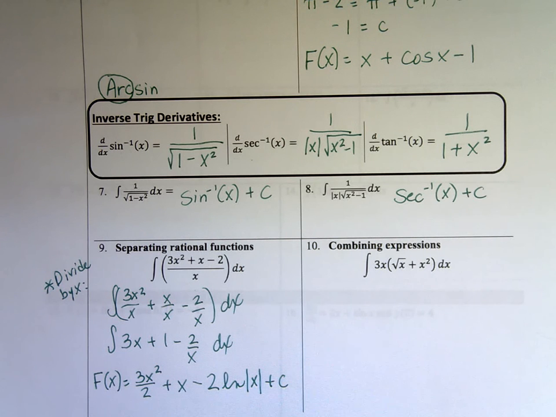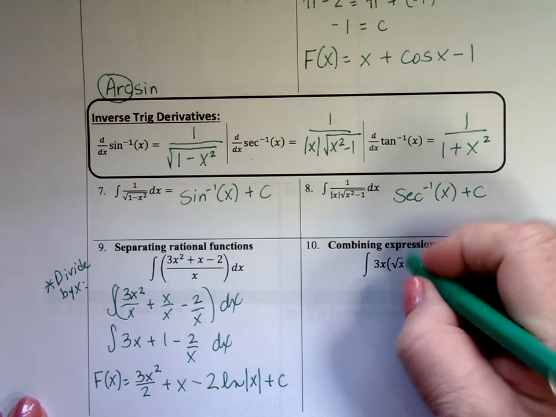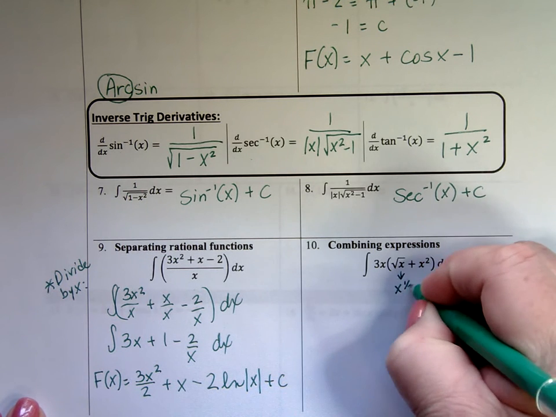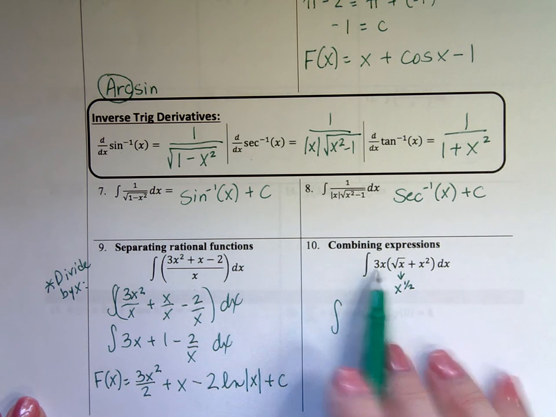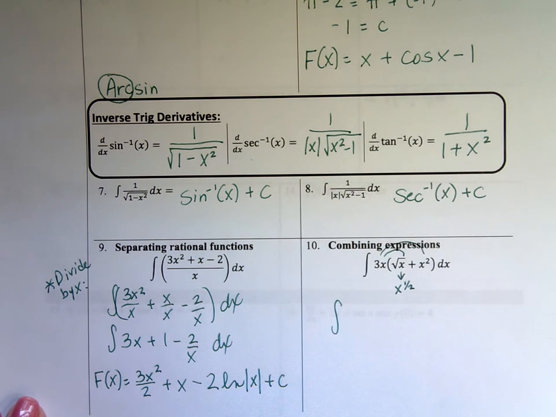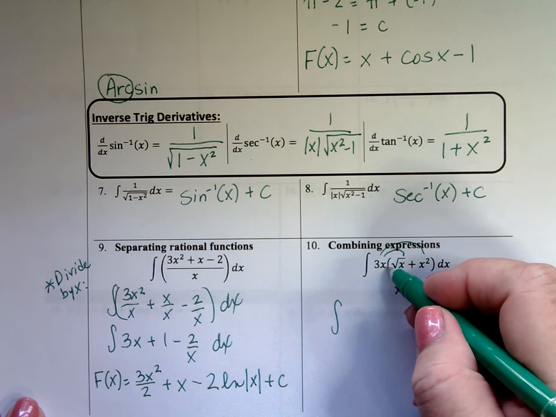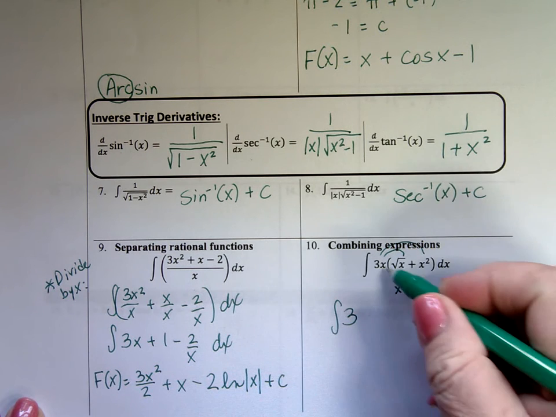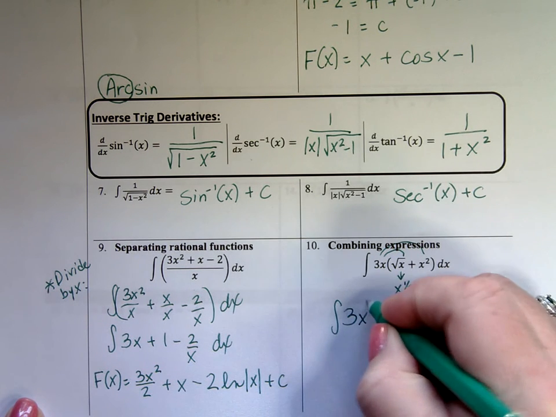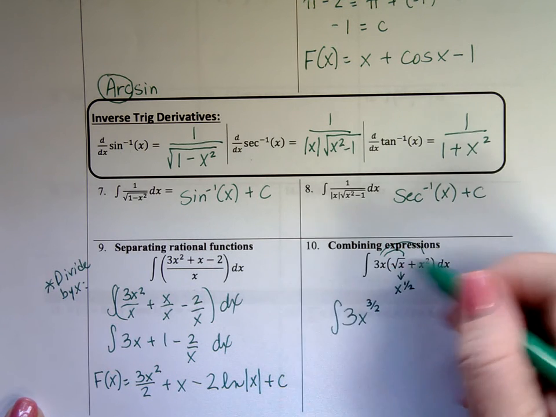Sometimes you might need to distribute, and that's what this guy's about. This one here is like x to the 1/2 power, right? Square root. So before you even integrate, before you even go for finding your capital F of x, we're going to distribute this 3x to each of these guys. Okay, so 3x to the first times x to the 1/2. What do you do with the exponents? We add them up. So 1 plus 1/2 is 3/2. There you go. We've distributed the first one. 3x times x squared is 3x cubed.